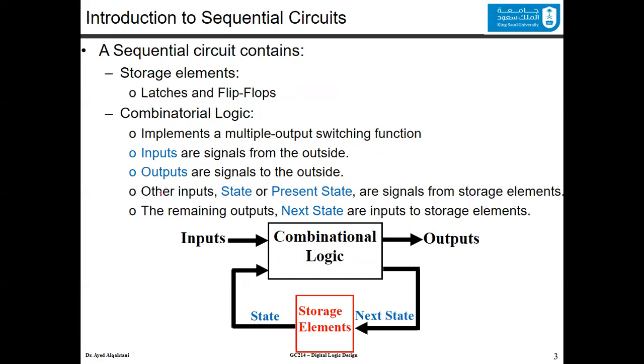They have other inputs and outputs, which are the state, or what we name the present state. The present state signals go out from the storage element and move as inputs to the combinational logic. We also have the next state, which goes out from the combinational logic as outputs and goes in as inputs to the storage element. From the storage element point of view, anything that is an input to the storage element is the next state. Anything that is an output from the storage element is the present state, or simply the state. There is also another name for it, which is the current state.